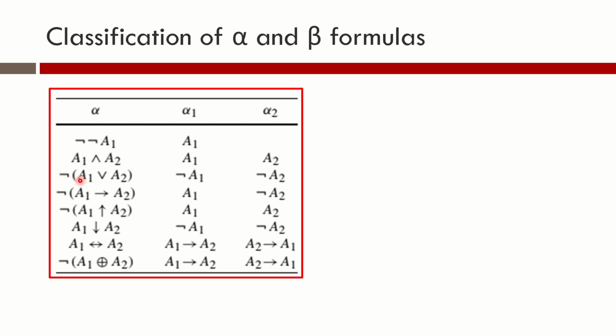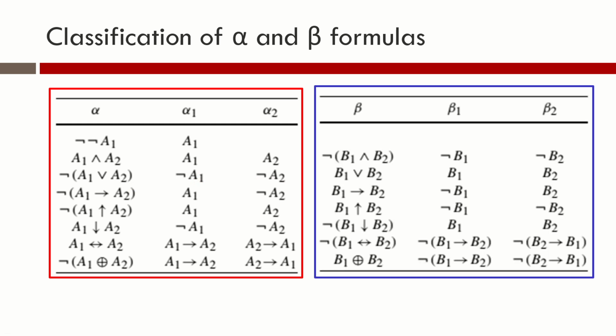See, negation of A1 or A2 is negation A1 and negation A2. Again, it is a conjunctive formula. Both the components should be true for this formula to be true. So we decompose it as negation A1, negation A2. Similar is the case for the rest of the alpha formulas also.